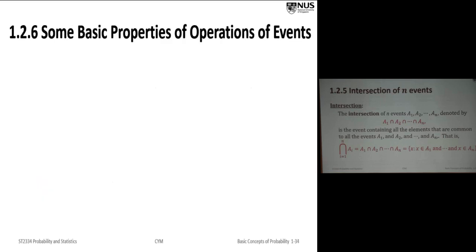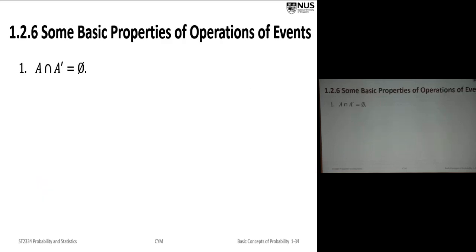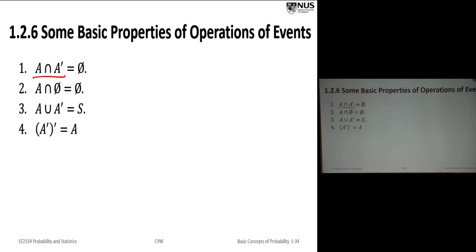So these are the basic properties about events, and you must be aware of them. A intersect A complement equals the empty set. That's the definition from the complement of events. A intersect the empty set is the empty set. A union A complement is S.